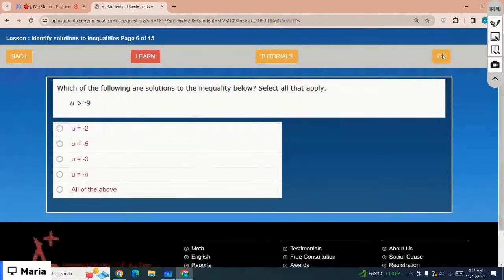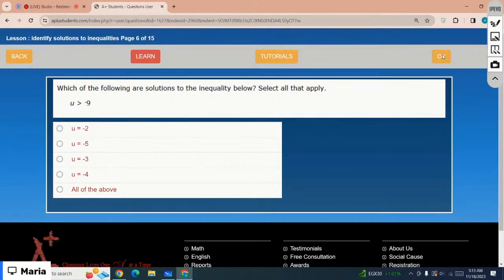Okay, u is greater than negative 9. Which is the correct option? The correct option is all of the above. If you make a number line, negative 9 is the farthest of all, right? And negative 9 is the smallest of all of them. So the correct option is all of the above. They all are greater than negative 9, right?